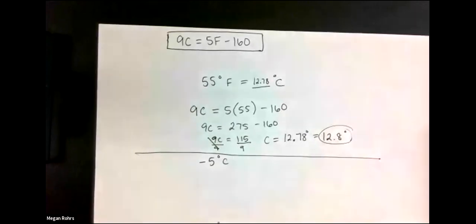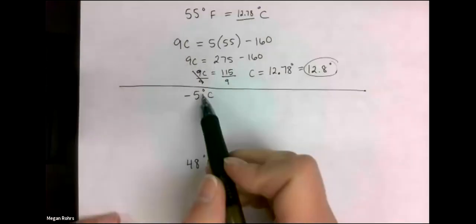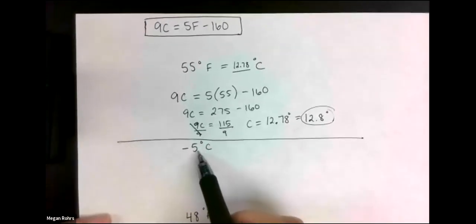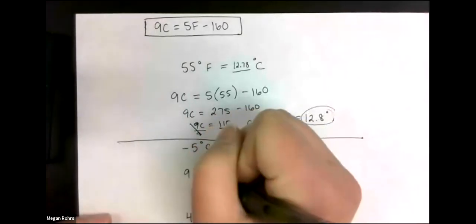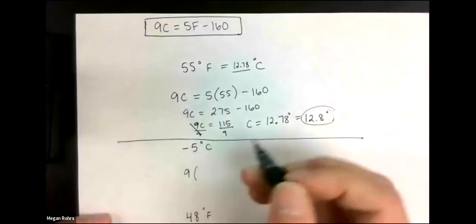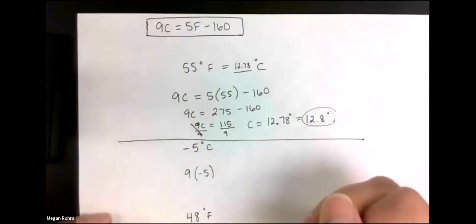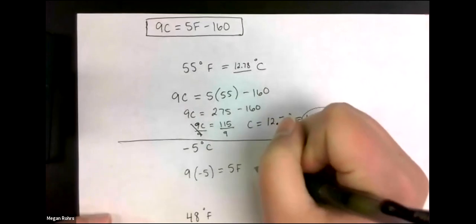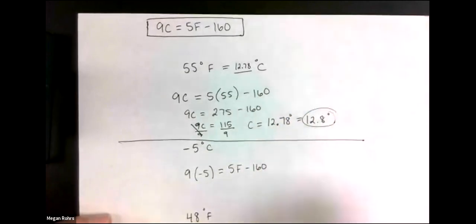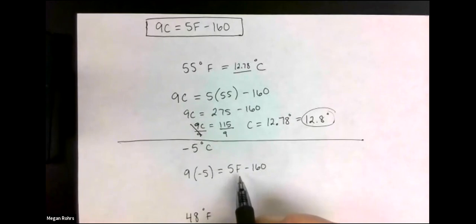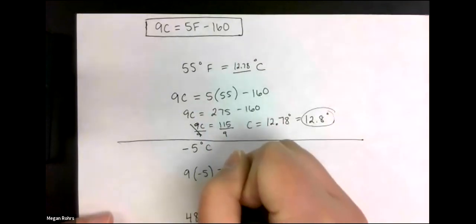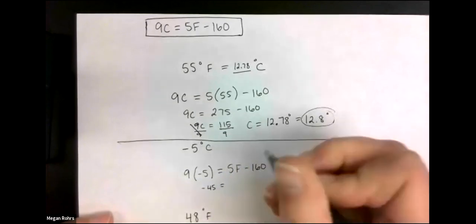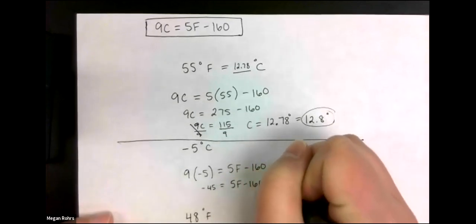All right. So now let's go the other way. So now we're going to look for a Celsius temperature. We're just going to plug this in where we see the C in our equation. So we have 9 times, now this is a -5, so keep that negative sign, equals 5F minus 160. So we're trying to solve for the Fahrenheit temperature. So remember, a negative times a positive is going to give us a negative. So 9 times -5 is -45. And we still have the rest of our equation there.